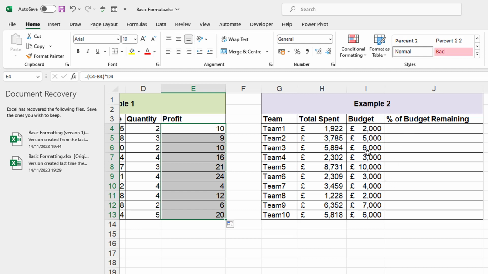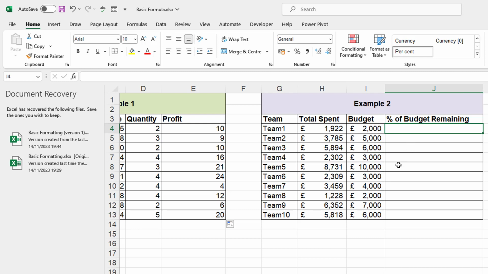Okay, so we have a budget of £2,000 and we spent 1,922, and we want to find out what percentage of the budget is remaining. So I need to find out the difference between these two cells, and then divide the difference by the original budget, and that will give me the percentage of the budget remaining.